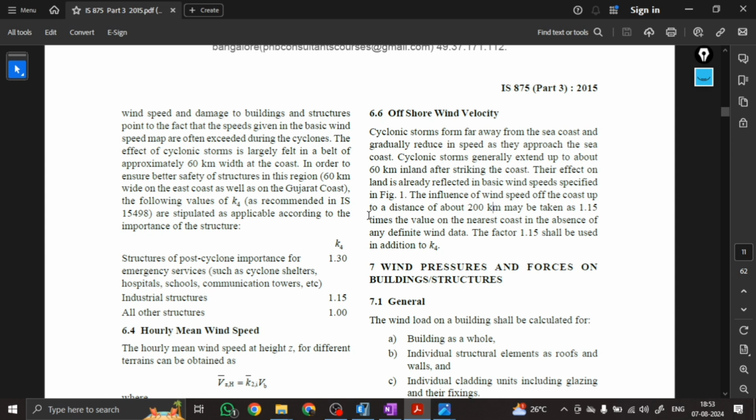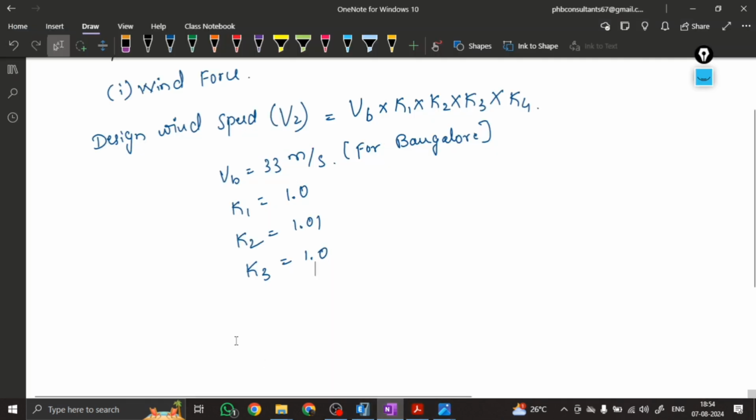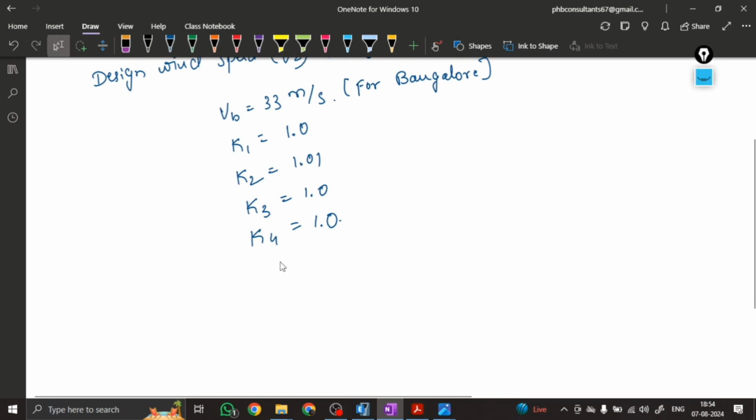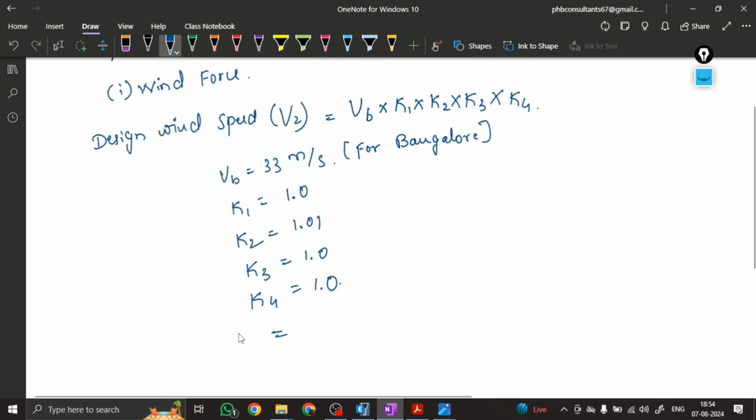So our building is a normal building, means our building comes under all other structures and we are not in coastal areas. So the value we will use is 1.0. Now our K4 value is 1.0. Now Vz equal to Vb means 33, K1 is 1, K2 is 1.01, K3 is 1, K4 is 1, and our Vz is 33.33 meter per second.